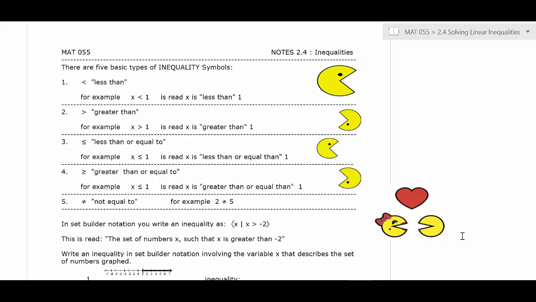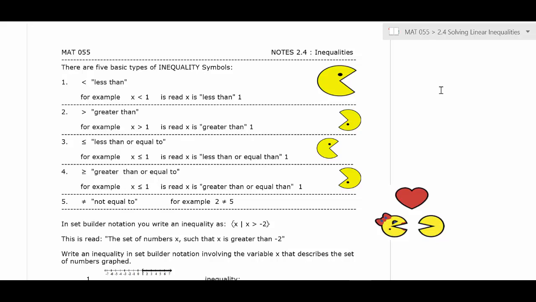Welcome to the discussion of section 2.4 where we're going to learn how to work with inequalities. I like to go over this just as a video because we're going to get into section 2.7 where we learn about absolute value inequalities. So you need to know how inequalities work before you get into that for sure.